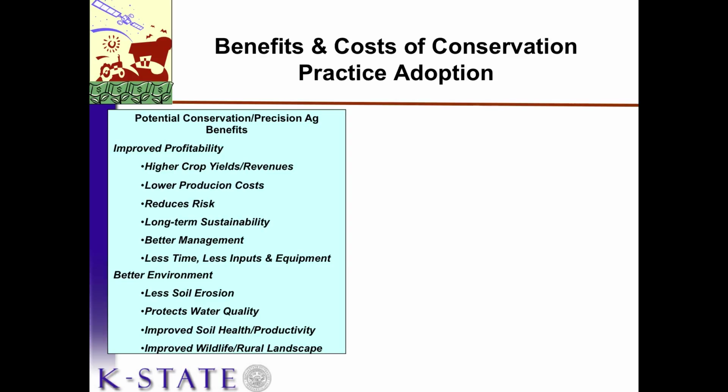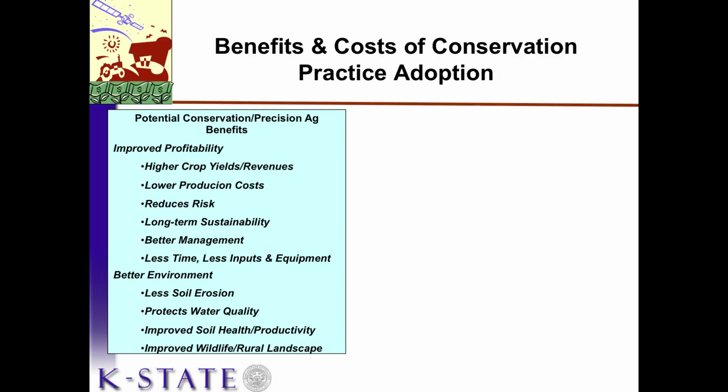And so potentially, hopefully we get improved profitability. Bottom line does matter. It might not be our only objective. We might want to protect the environment. But I can tell you, a farmer's not going to adopt it if they're losing money consistently, okay? Or if it's costing them a lot of money. And so we want to improve profitability.